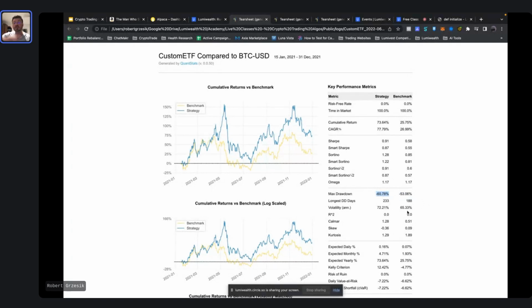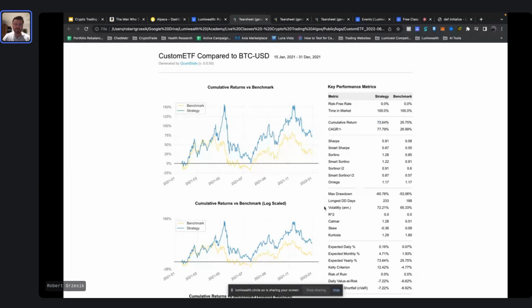Same thing, volatility. Volatility is a measure of it just going up and down. How often does this thing go up and down and by how much? And the volatility of Bitcoin is 65%, whereas for our strategy, it was 72%. So about the same risk as Bitcoin, but instead making triple the returns. Pretty damn good if you ask me.